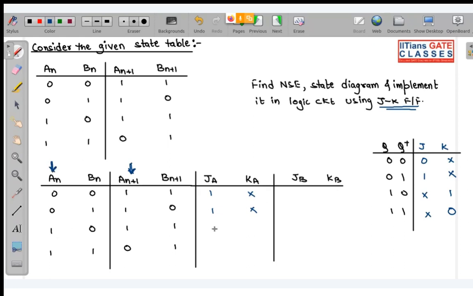So now look at 1, 1. For 1, 1 it will be don't care, 0. For 1, 0 it will be don't care, 1. So we have JA KA filled.